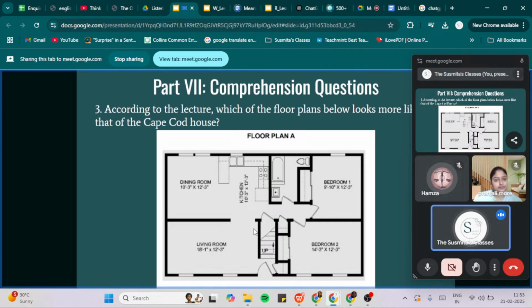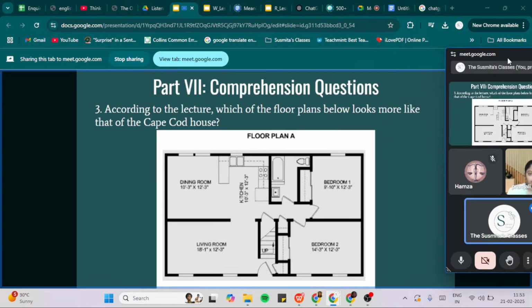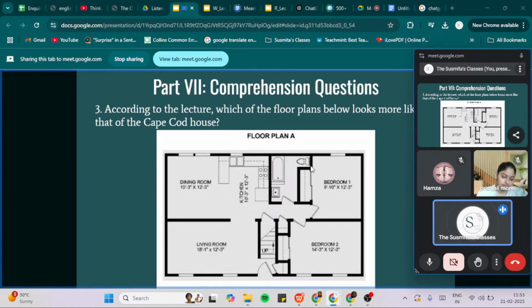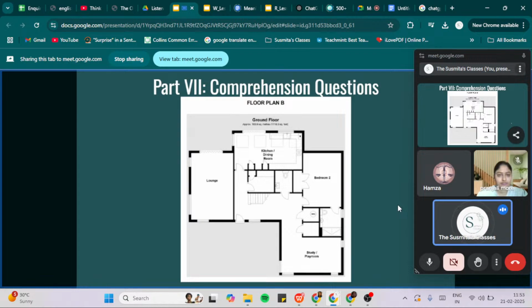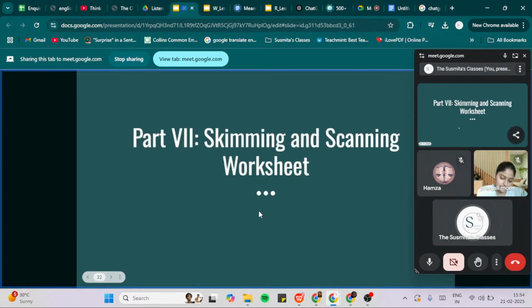Now for this, you should remember the lecture. Okay, according to the lecture, which of the four plans below looks more like that of the Cape Cod house? There is one more floor plan. Tell me once you're done going through this, I'll move to the next page. Next slide. Done. Floor plan B. Done, ma'am. Okay, next question.